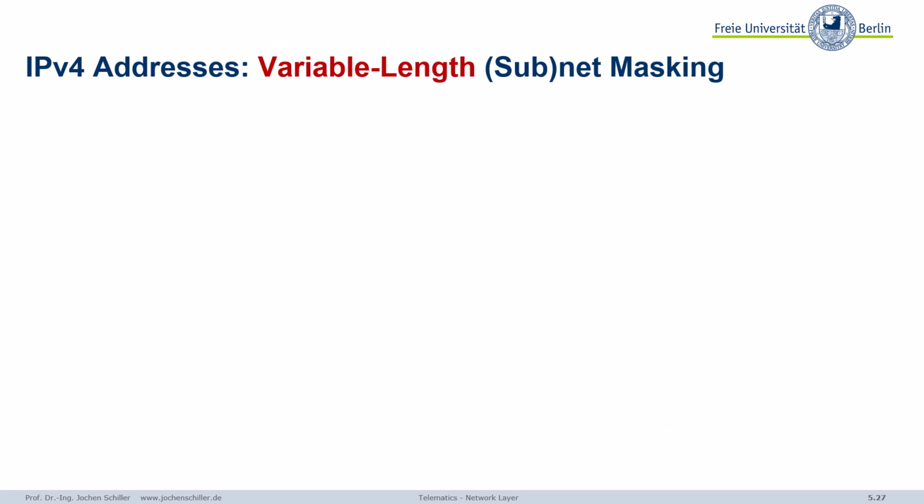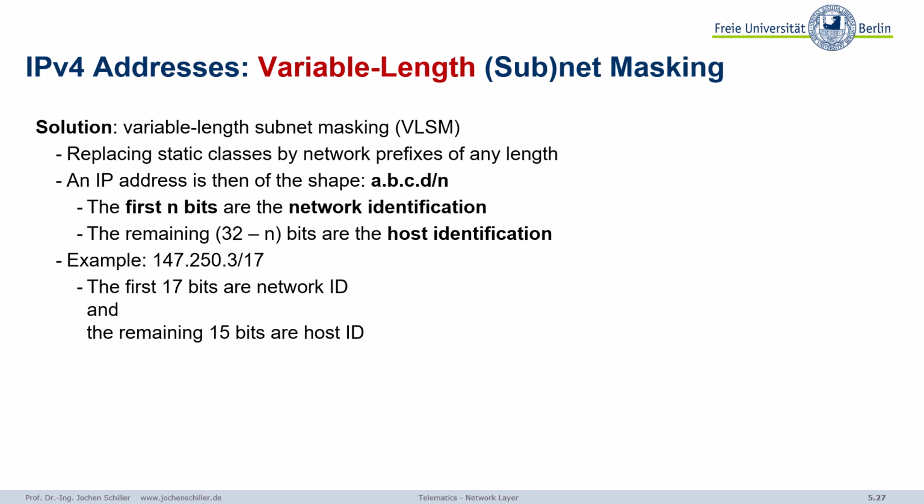So variable length masking, so networks. How does the solution look like? So VLSM, that means not using the static classes, so byte by byte, but we have an address /n. And this n means that the first n bits are for the network identification.